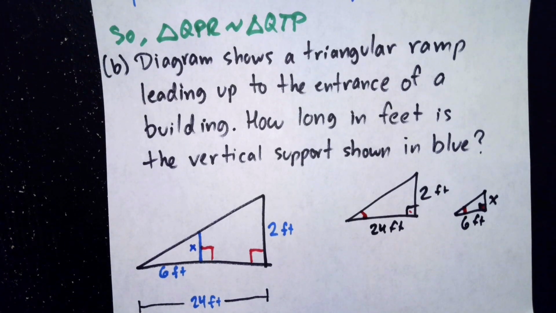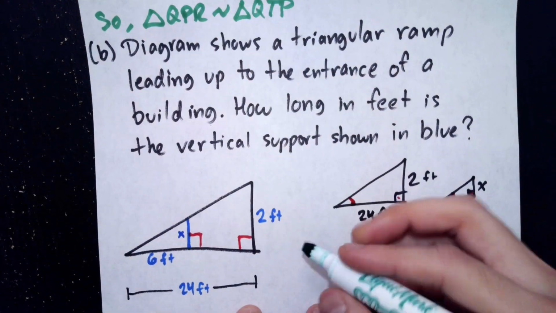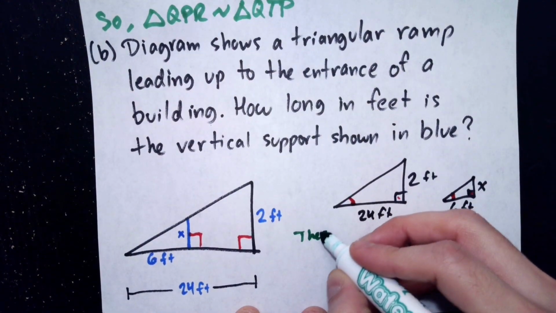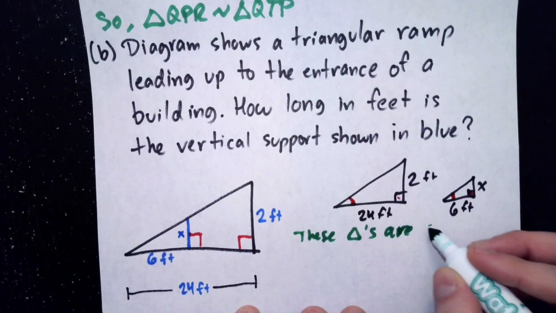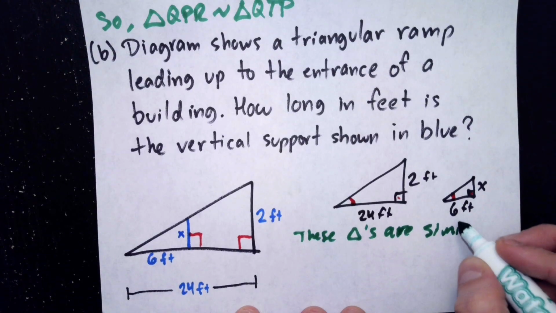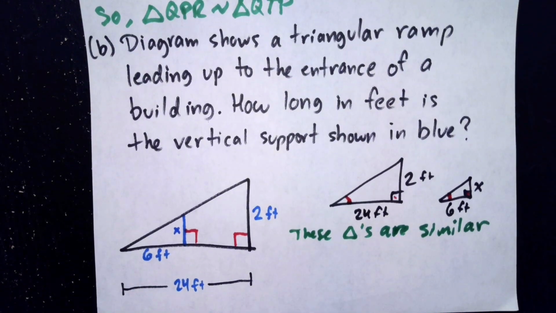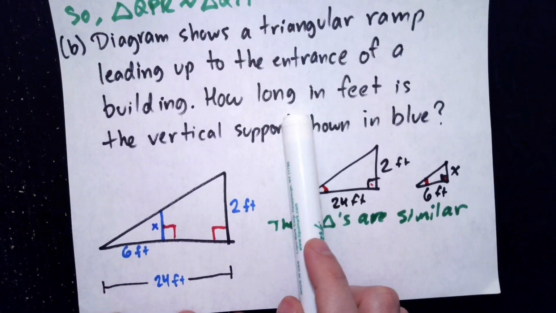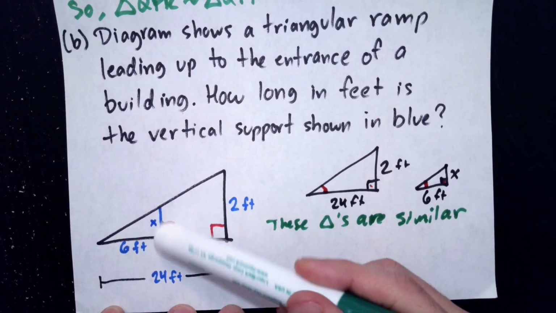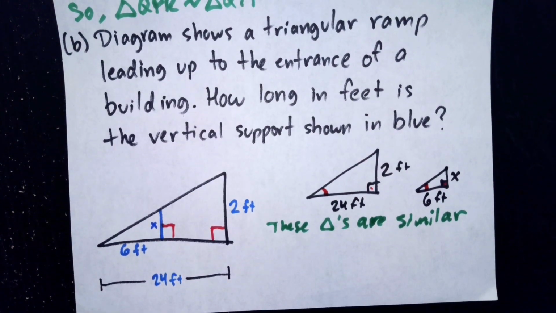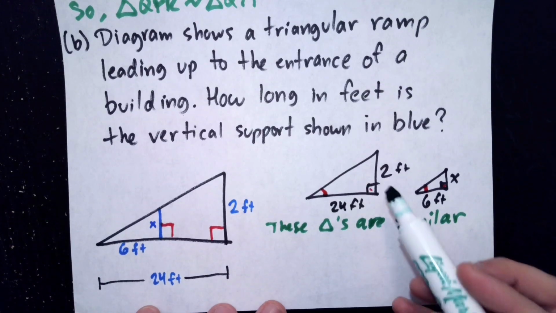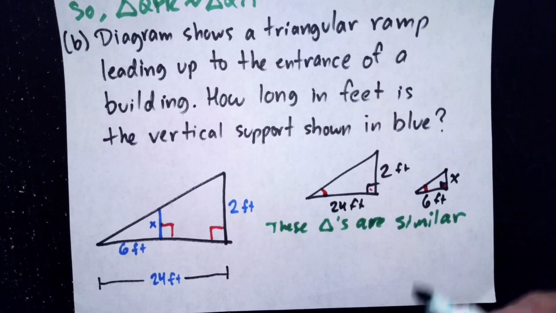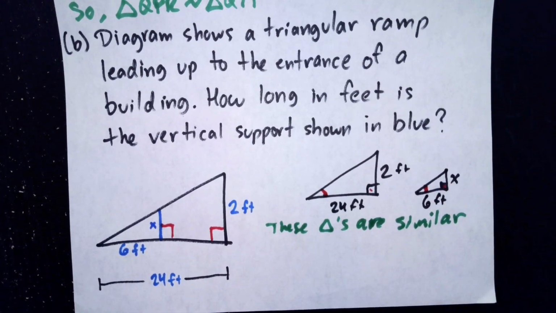And so we can start writing our solution. So these triangles are similar, but that's not what they were asking for, right? They were asking how long is this blue part that I now put over here as an X. Well, now that we know that these are similar triangles, we can already set the ratio of their sides in proportion so that we can find X.